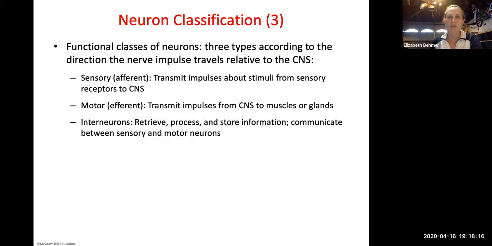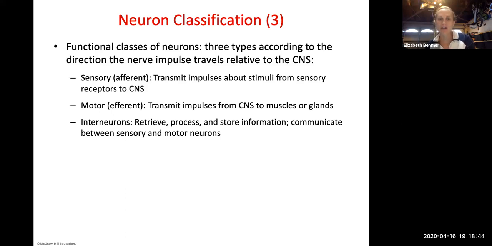All right, functional classes of neurons. There's 3 types of neurons, and they are based on the direction the nerve impulse travels relative to the central nervous system. So you can have a sensory neuron or a sensory nerve cell, and that's part of the afferent division. That will transmit impulses about the stimuli from external sources, from sensory receptors to the central nervous system.